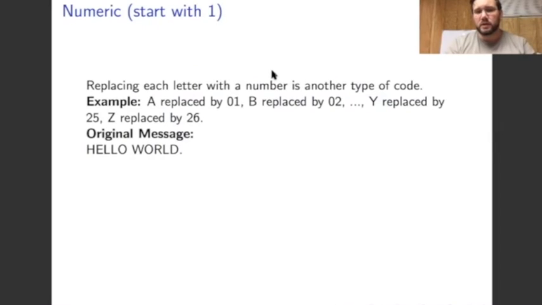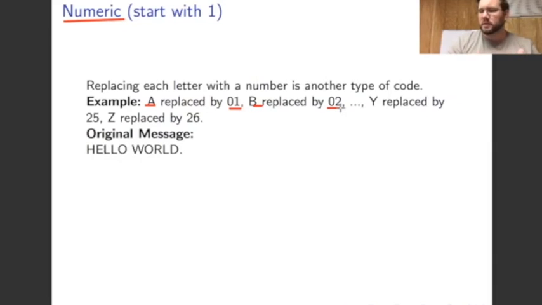So to start with, we can talk about what's sometimes called a numeric code. Basically, you write the message down in English and replace each letter with a number. We could start with 1, in which case we would replace A with 01, B with 02, and all the way up to Z replaced with 26.